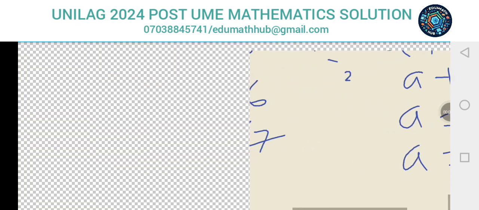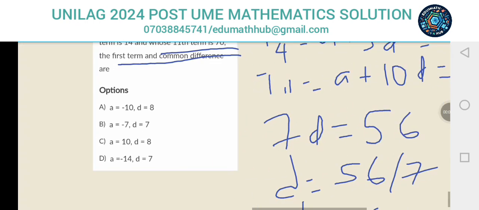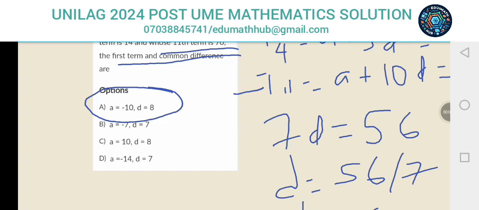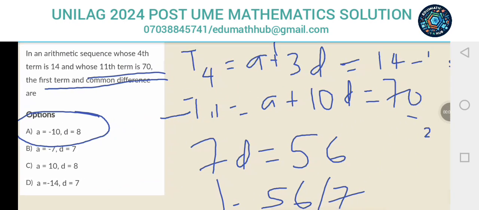Go to your option and look for that. a is minus 10 and d is equals to 8. So the answer is option A. I hope you understand.